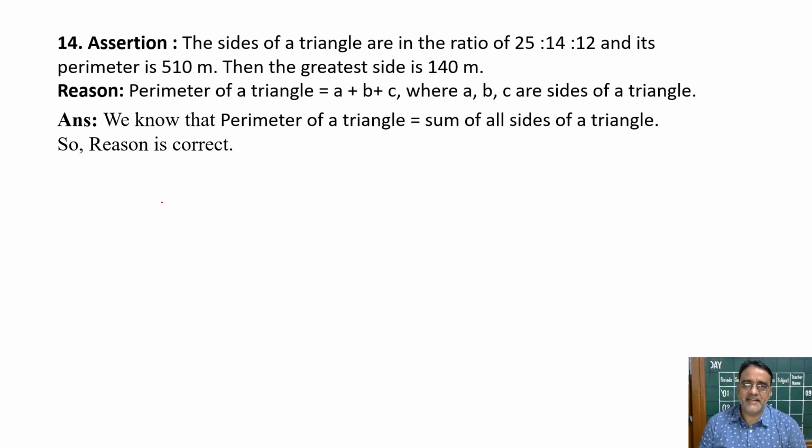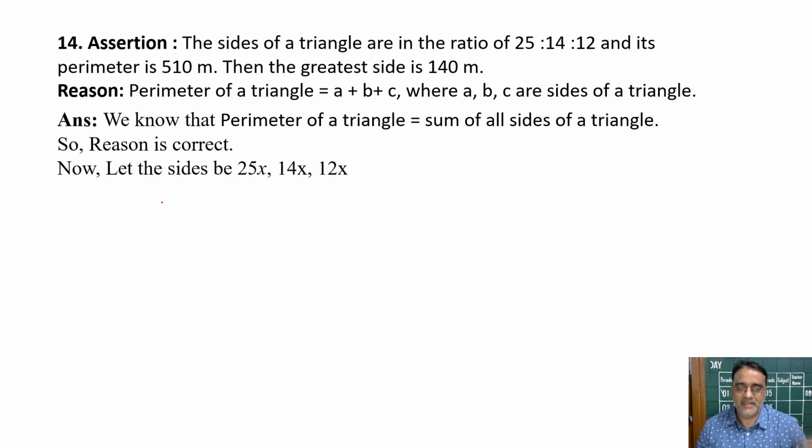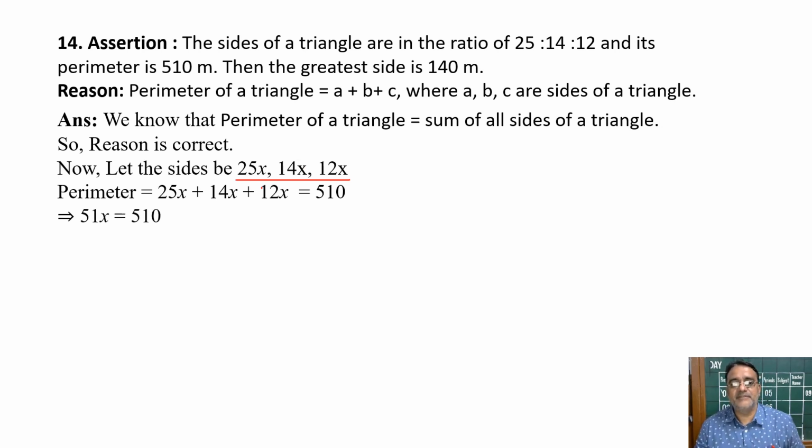Now we have to check for assertion. So the ratio of sides is given. Let the sides be 25x, 14x, and 12x. And the perimeter is given 510. So the sum of all these three is 510. What is the sum we are getting? 51x. 510 is the perimeter. So 51x is equal to 510. So what is the value of x?